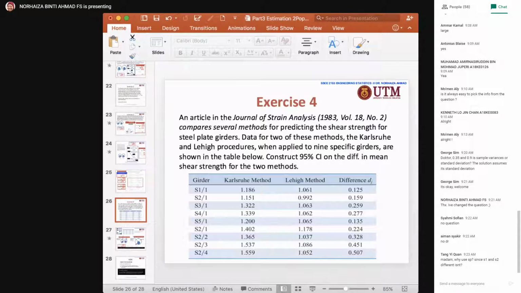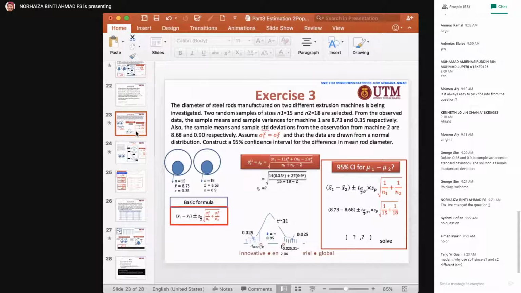Tang asks, madam, why do we use Sp since S1 and S2 are different? Because for exercise 3, we use Sp since the problem assumes that the population variances for the two populations are equal, that they have a common variance.